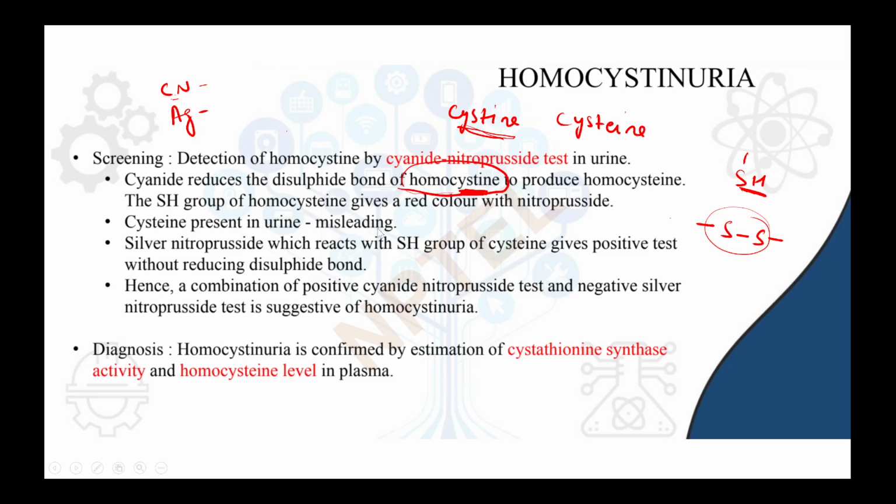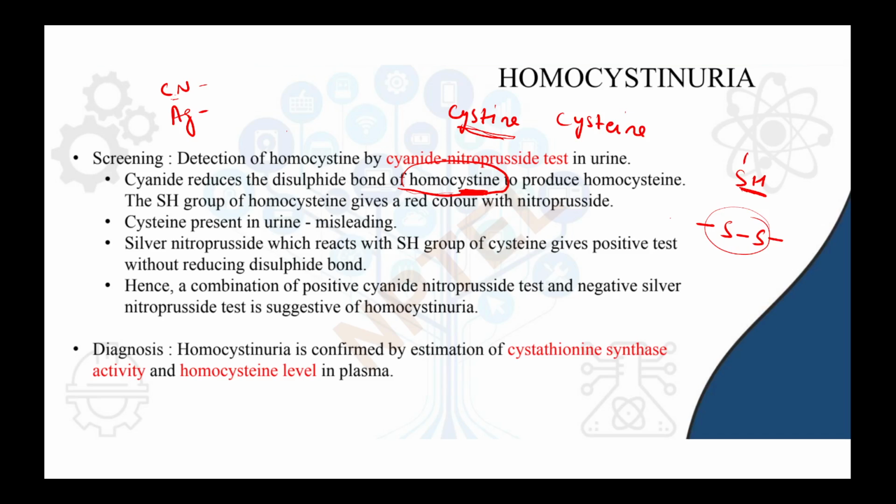Now, the silver nitroprusside test can react with the SH group of cysteine without reducing the disulfide bond. Silver cannot reduce the disulfide bond. So if homocysteine is present in the dimeric form, it won't react with the nitroprusside when treated with silver nitroprusside, and it won't give a red color. So a positive cyanide nitroprusside test, where the nitroprusside turns red, and a negative silver nitroprusside test, where it does not turn red, is suggestive of homocystinuria.